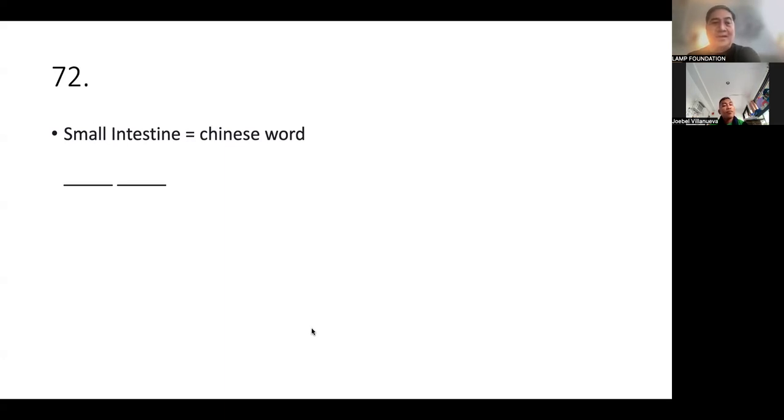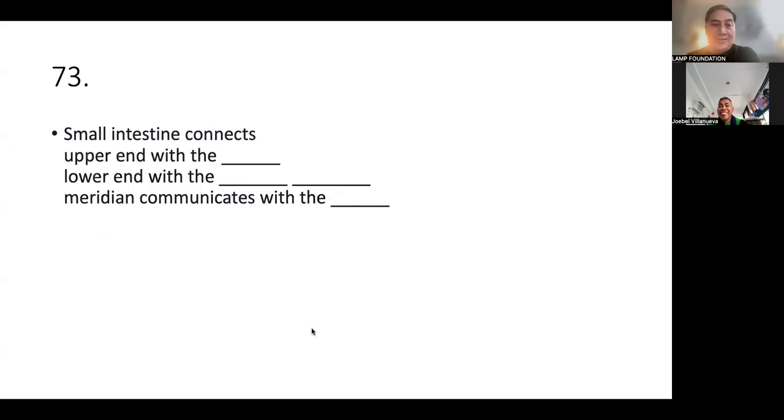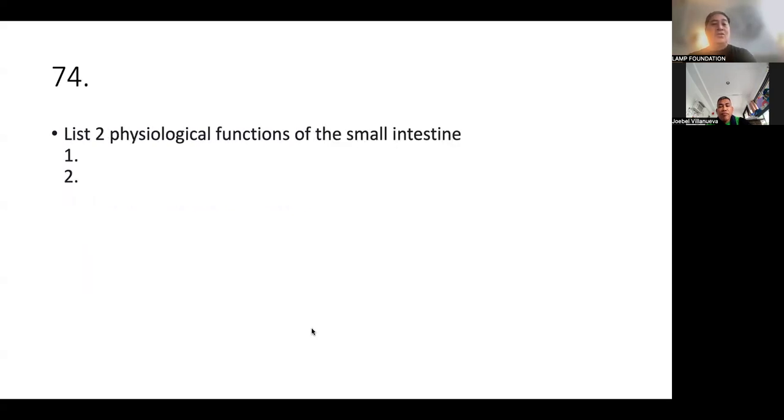Small intestine, the Chinese word is xiao chang. Small means xiao, intestine chang. Okay, that's easy. When it's X, it's like S, right? Yeah, just shorter. The small intestine connects the upper end with the stomach, the lower end with the large intestine, and the meridian communicates with the heart, Shen.